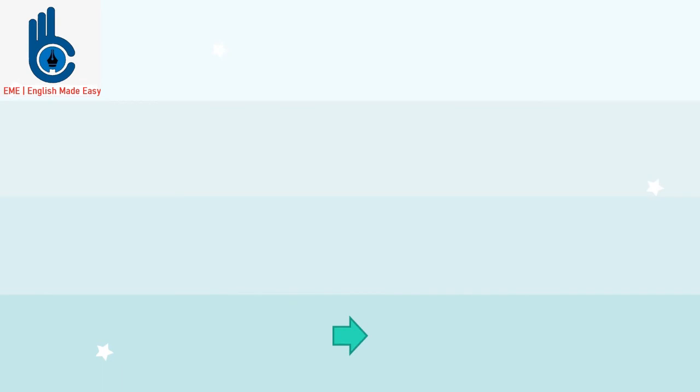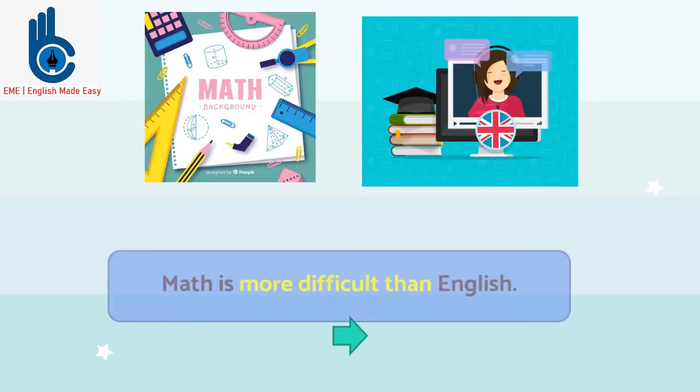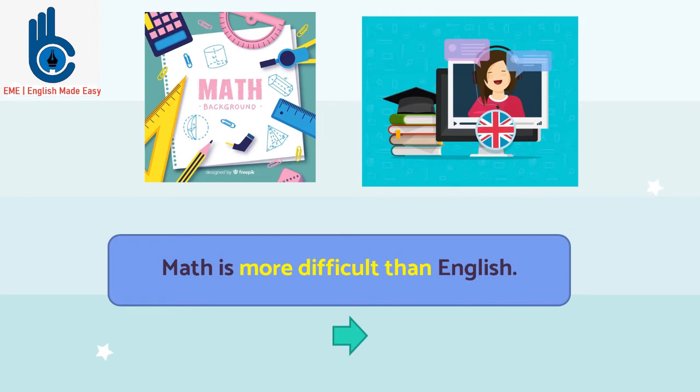In the previous dialogue, we hear math is more difficult than English. More difficult than is one example of comparative. It used rule number 2 because the word difficult has 3 syllables. Karena kata difficult mengandung 3 suku kata, lebih dari 2 suku kata ya, sehingga kita tambahkan more di depannya dan than di belakangnya.